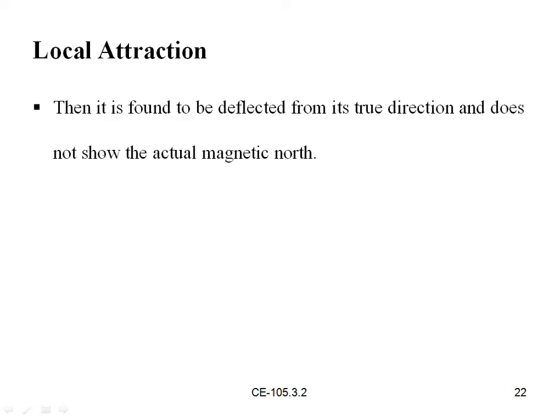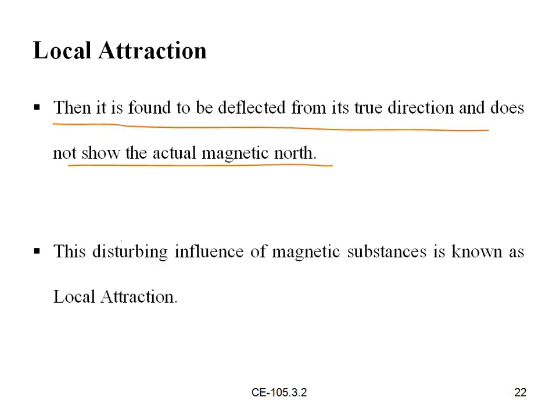Then the needle is found to be deflected from its true direction and does not show the actual magnetic north. This disturbing influence of magnetic substances is known as local attraction. It can be affected by instruments, chains, nearby obstructions, and people.